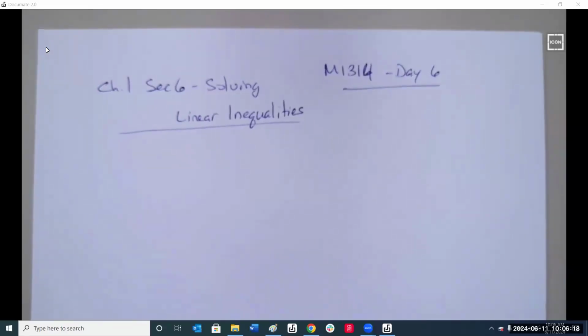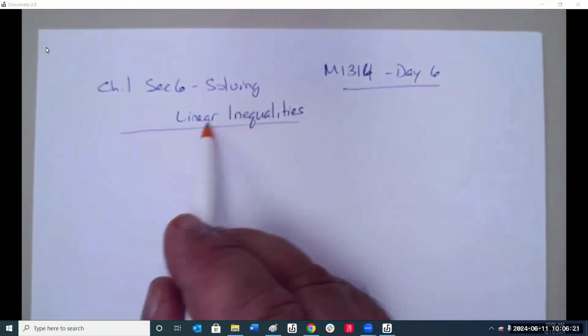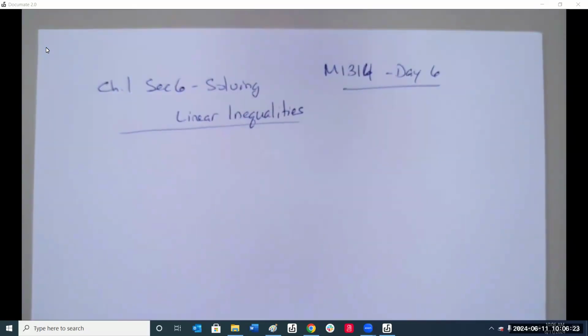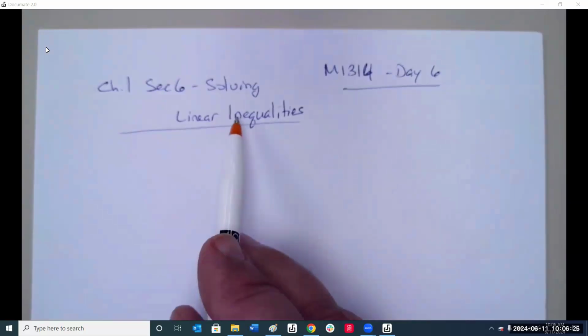Right. The last section of chapter 1 is solving linear inequalities. What are linear inequalities? What is an inequality?